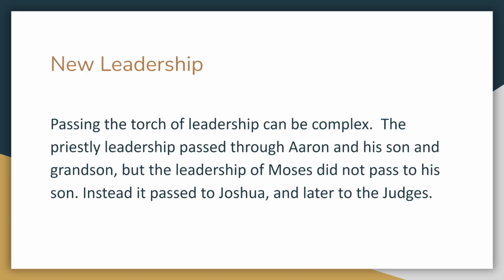But the leadership of Moses is a little different. It did not end up passing through to his son. Instead, the torch of leadership was passed over to Joshua. And later on, once Joshua is passing, it goes into a group of people that we call the judges. So it's not hereditary at this time, the leadership of the people. Okay. In other words, they don't have any kings yet.